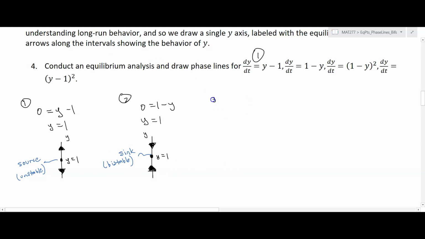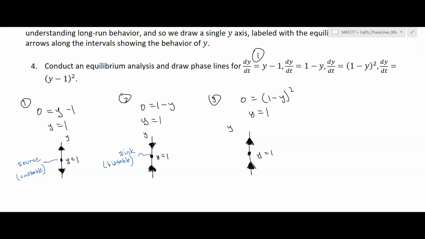In number 3, we have 1 minus y squared. Not surprisingly, we're going to get exactly the same equilibrium point, y equals 1. But in this case, it doesn't matter what the sign of what's inside of here is. If you square it, it's going to be positive. So that means we're going to have y is increasing for values above 1, y is increasing for y values below 1. And so since we're stable from one direction, if y starts out less than 1, then y is going to approach 1. But if y starts off bigger than 1, it's going to move away from 1.